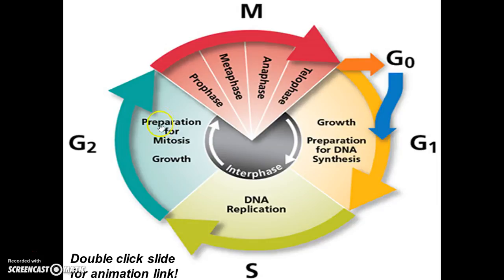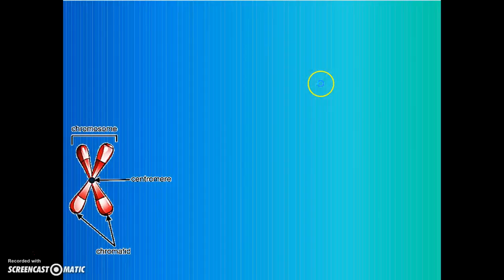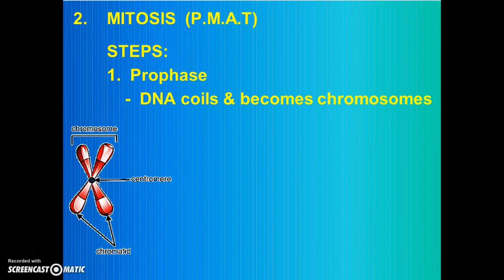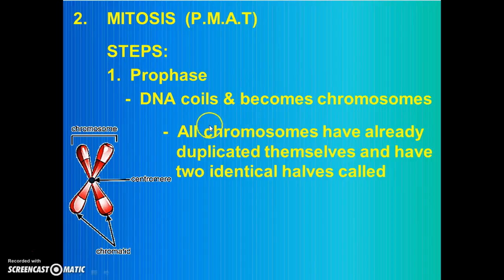So G2 prepares for mitosis, which is prophase, metaphase, anaphase, telophase. In prophase, the DNA coils and becomes chromosomes. That way they can split more easily. All chromosomes have already been duplicated and have two identical halves of themselves, called sister chromatids. Each individual one of these is a chromatid, and the whole thing is considered a chromosome. So when it splits, it is literally cut in half, and one side goes to one cell, one side goes to the other cell, and both of them have all the DNA that they need.